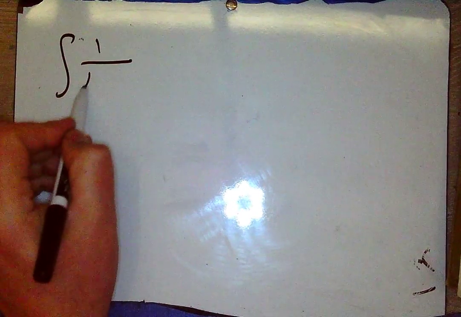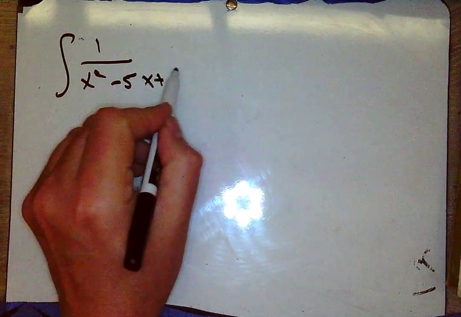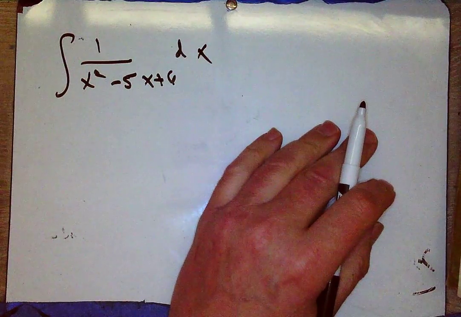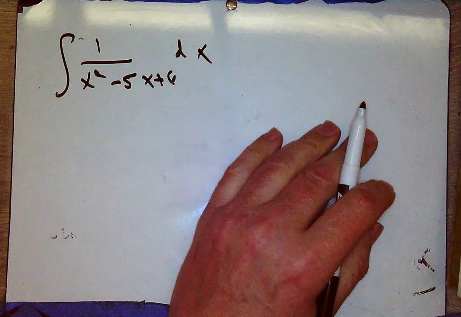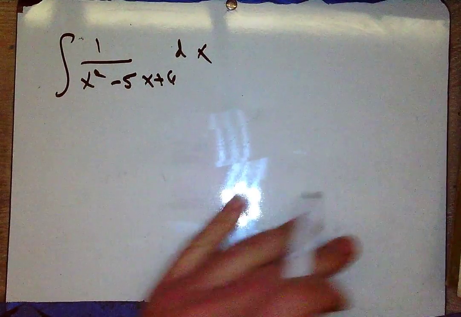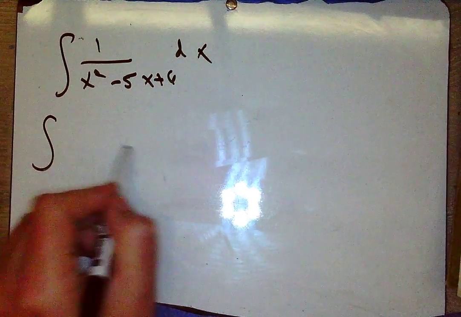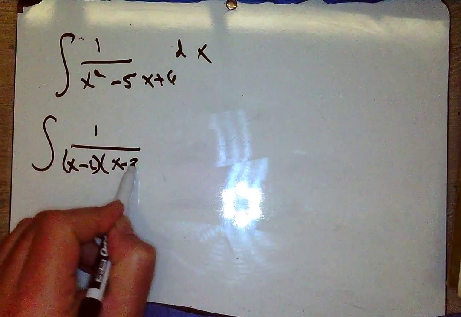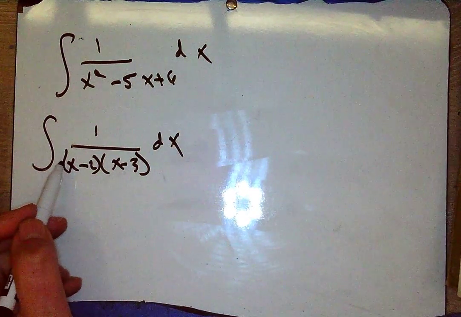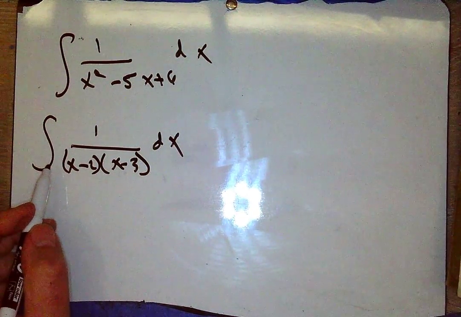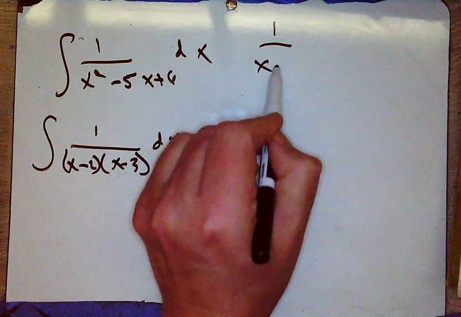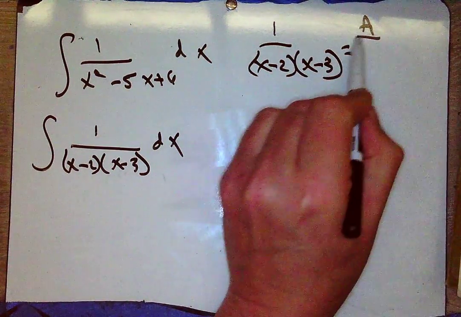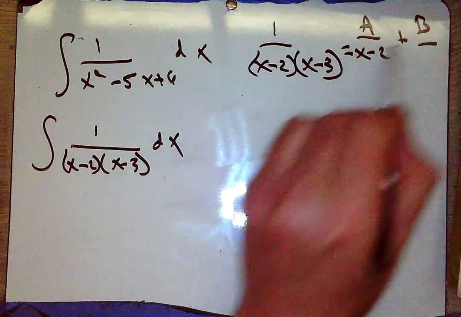We've got the integral of 1 over x squared minus 5x plus 6 dx. Yes, I do think this is a by-parts situation. No, silly. I think it's partial fraction decomposition, because look, this thing can be broken down into x minus 2, x minus 3. Well, that's perfect for setting up partial fraction decomposition. Here, let me show you. We have 1 over x minus 2, x minus 3. We have A over one of the factors, and B over the other factor.